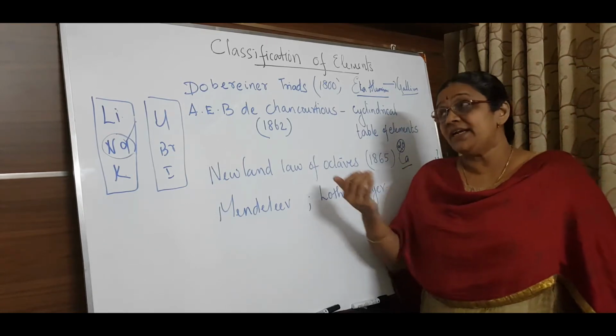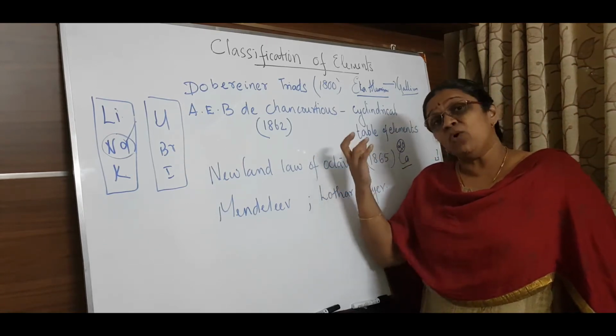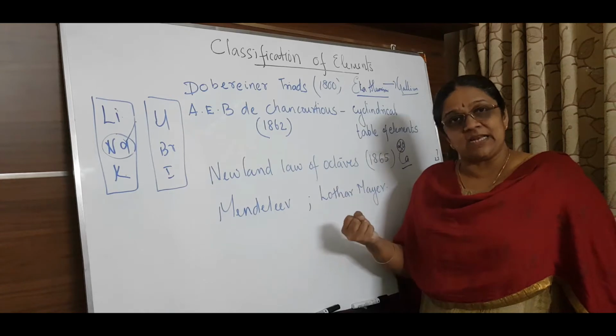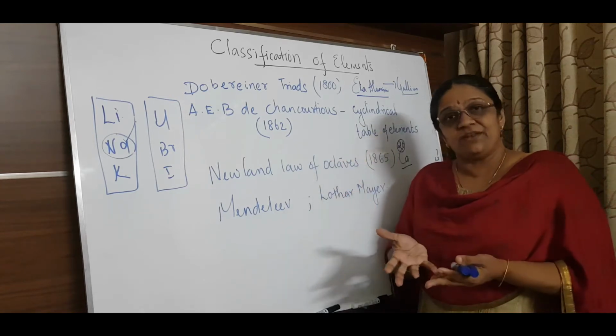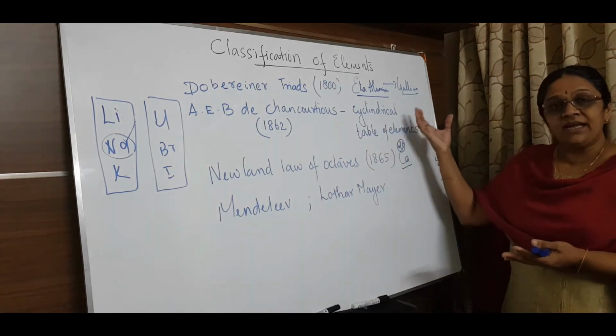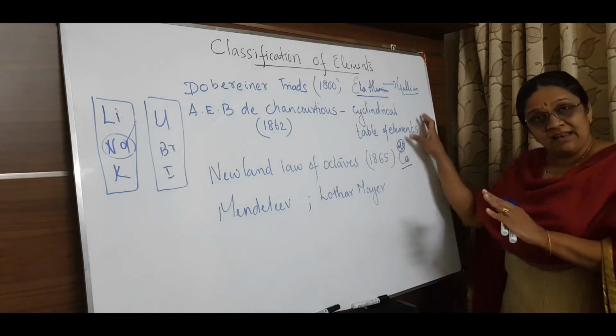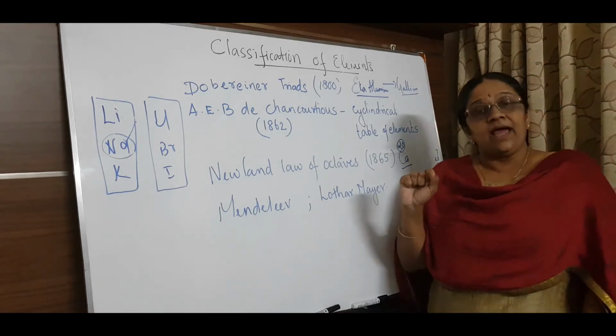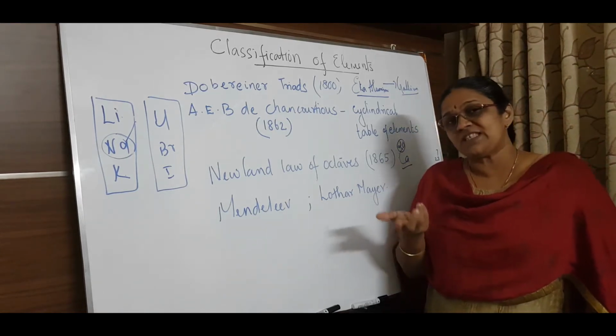And again, in his periodic table, there is the position of the noble gas elements. Without affecting his periodic table, he kept the noble gases in the last group, isn't it? And he made a periodic law. What was the periodic law?